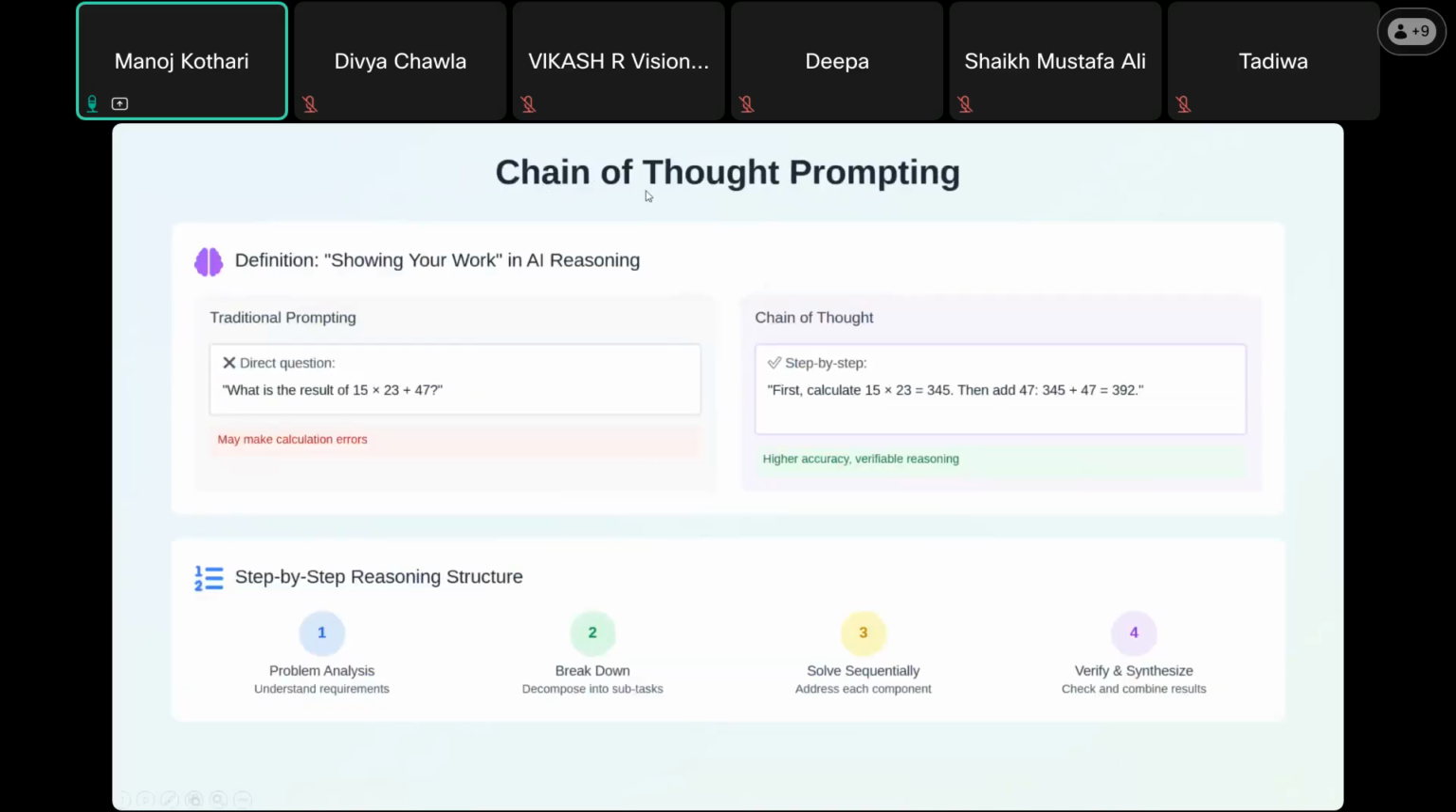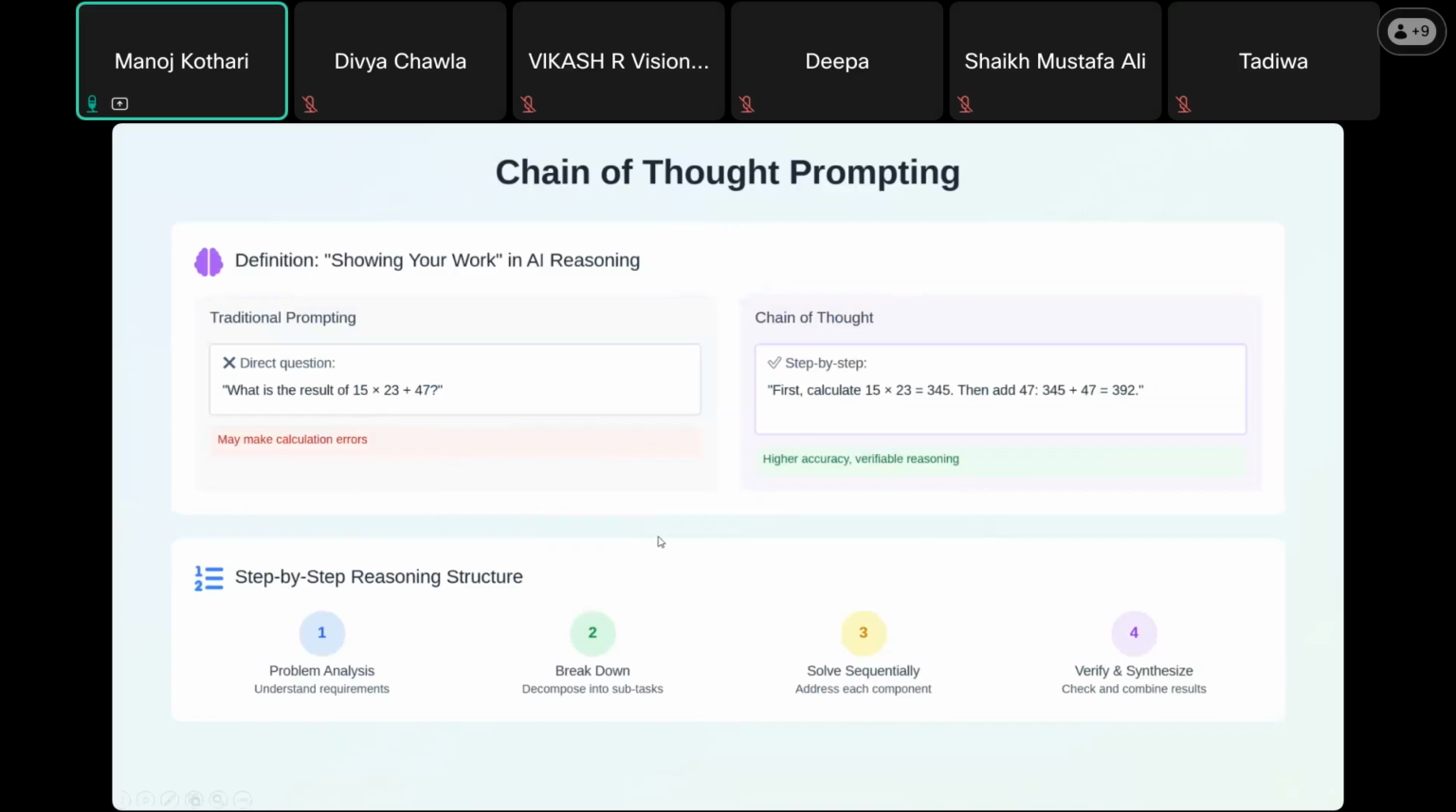Then we talked about chain of thought, where we are saying that if you want something to be executed step by step before arriving at the answer, you should explain the steps as input, like the BODMAS rule. The bracket should be executed first, then division, multiplication, and so on.